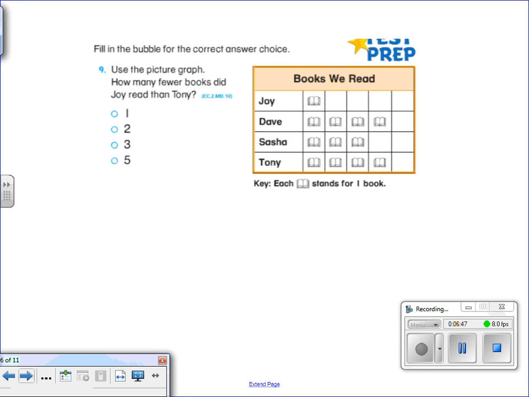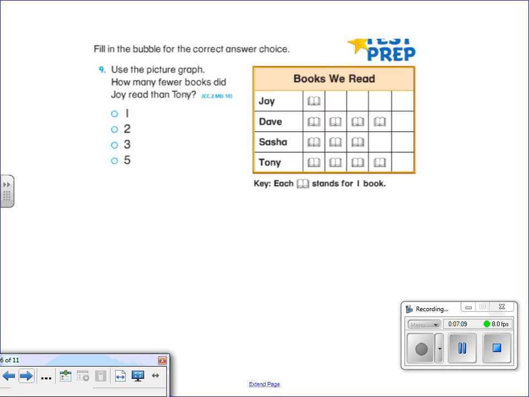Use the picture graph. How many fewer books did Joy read than Tony? So how many fewer and how many more? They sound like opposites. It just depends on the way that the question has the children in order. So it's how many fewer. Joy has less than Tony. But how many less does she have?